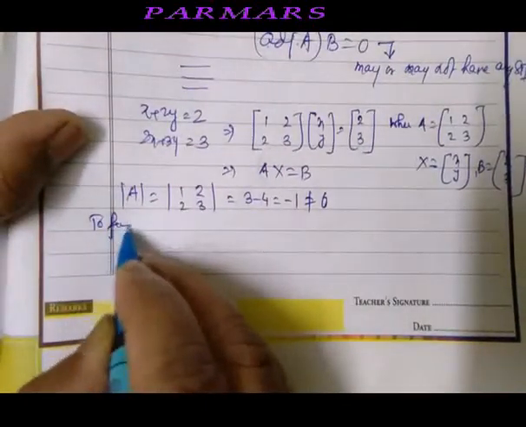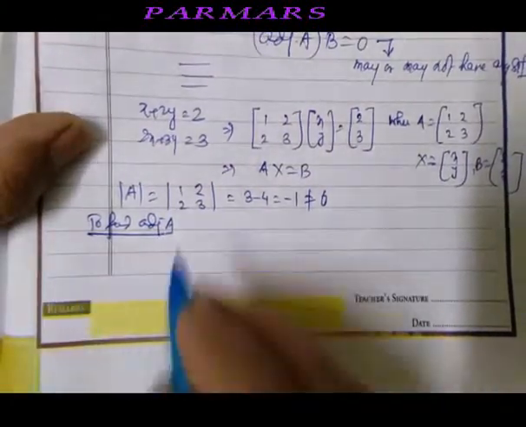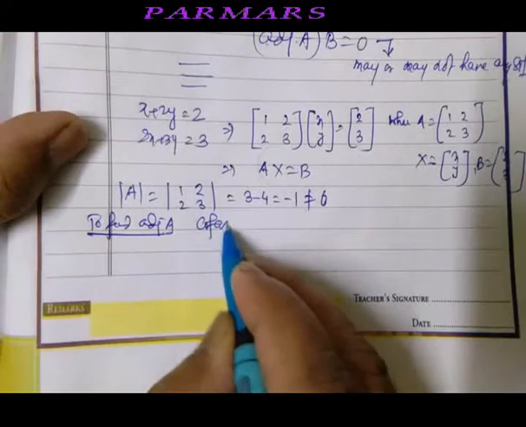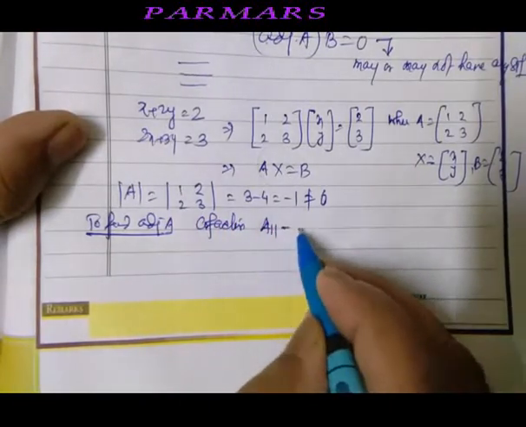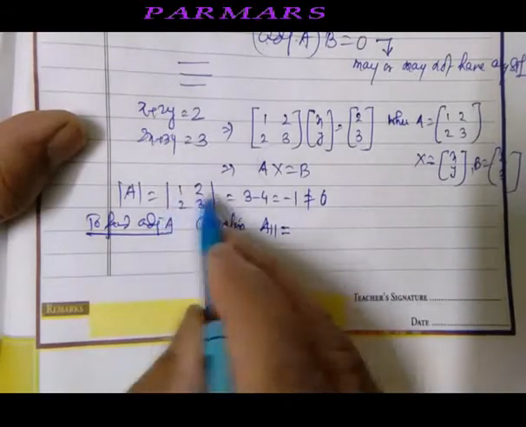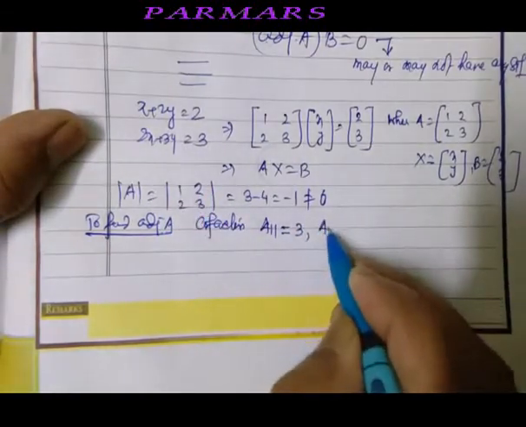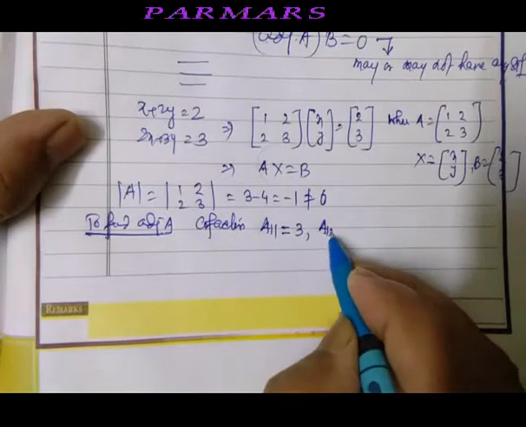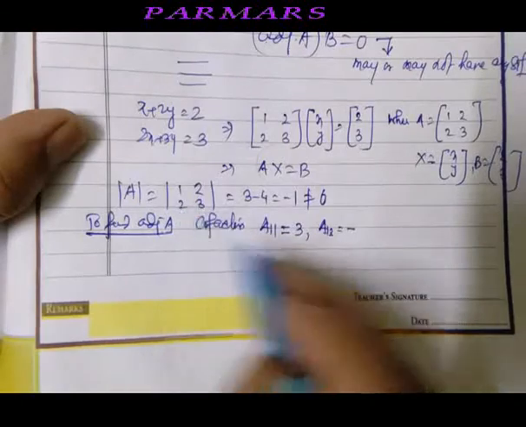To find adjoint A, no need to write down. Find the cofactors. A11 positive. Here two order, deleting first row and first column, we will get 3. A12, 1 2 is odd number, so put minus. Deleting first row and second column, we will get 2.